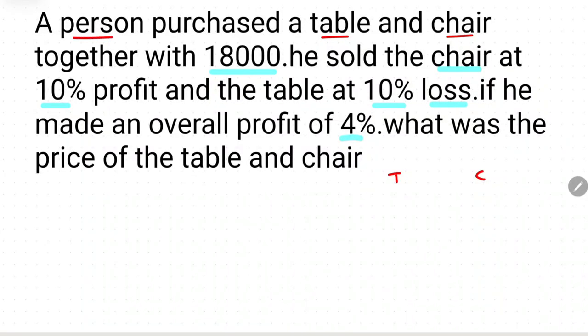A person bought a table and a chair. We don't know the price of a table, so assume it as X, and the price of a chair as Y. The sum of these two is equal to 18,000. It is already given. And he sold the chair at 10% profit.